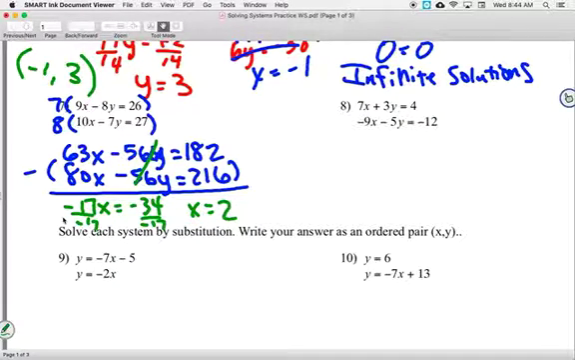Okay, so now I'm going to take that 2 and plug it in. Doesn't really matter. Both equations are equally bad here. So I'm going to plug in 2 in the top one. So 9 times 2 minus 8y equals 26.